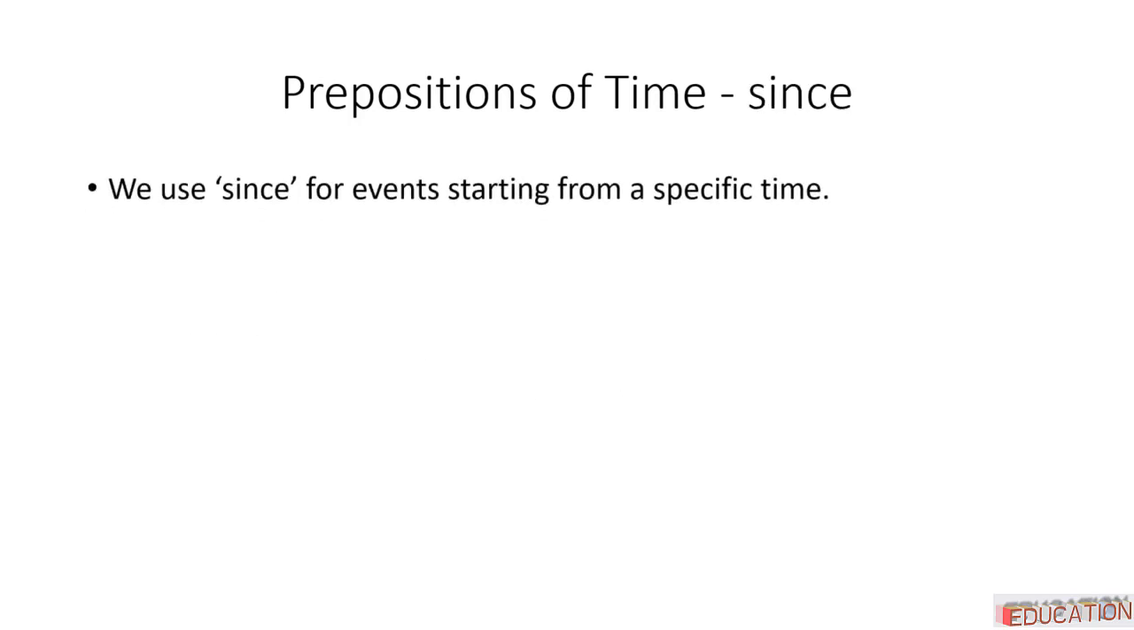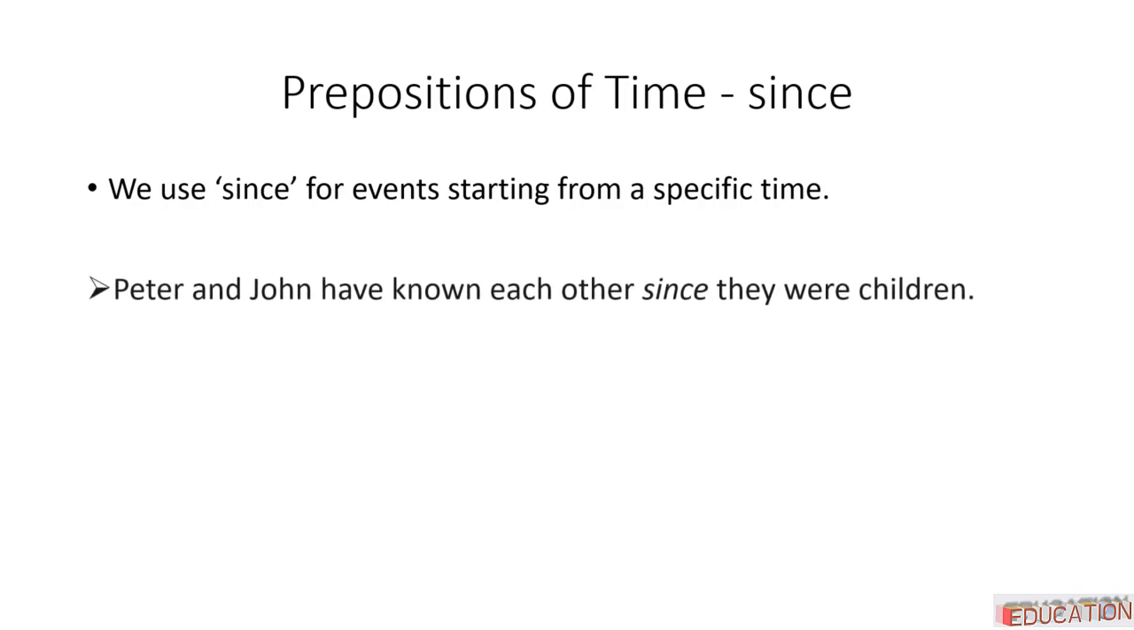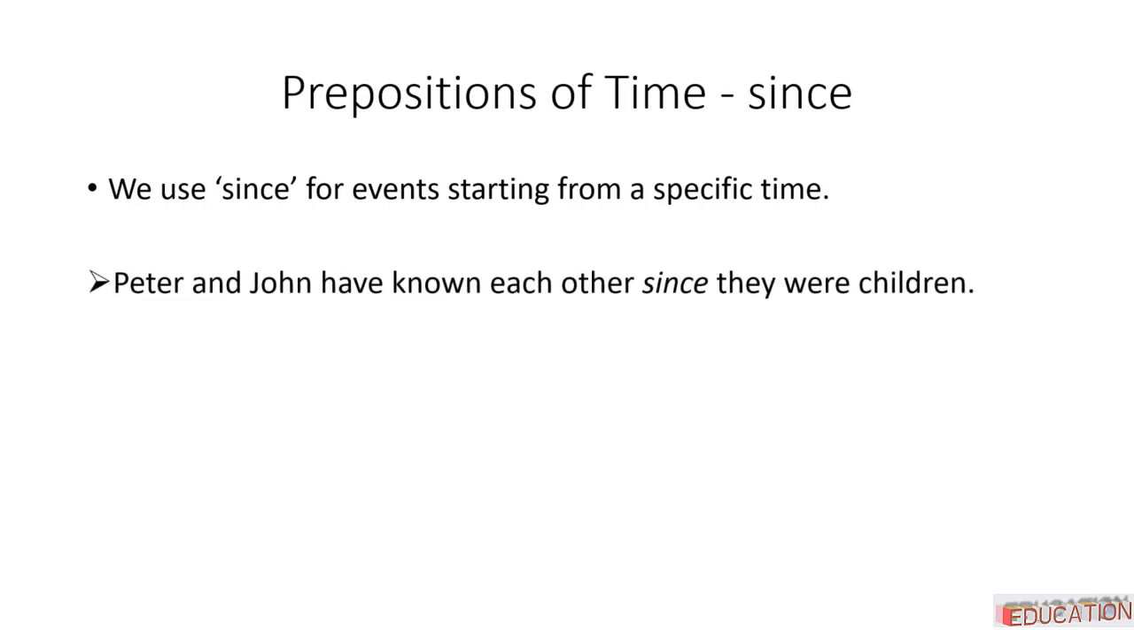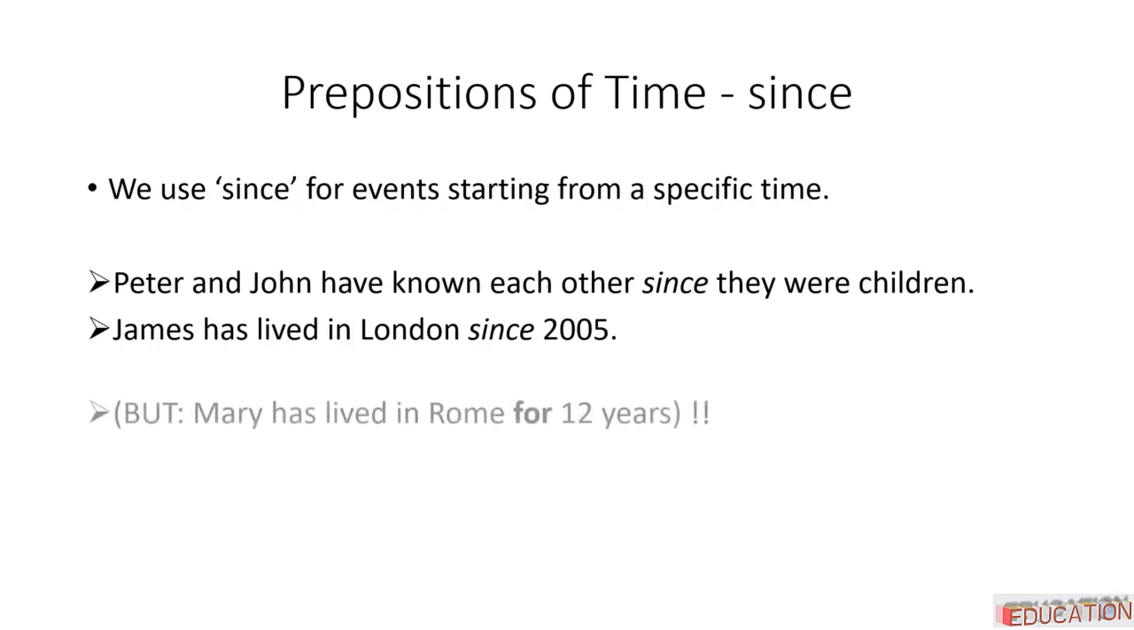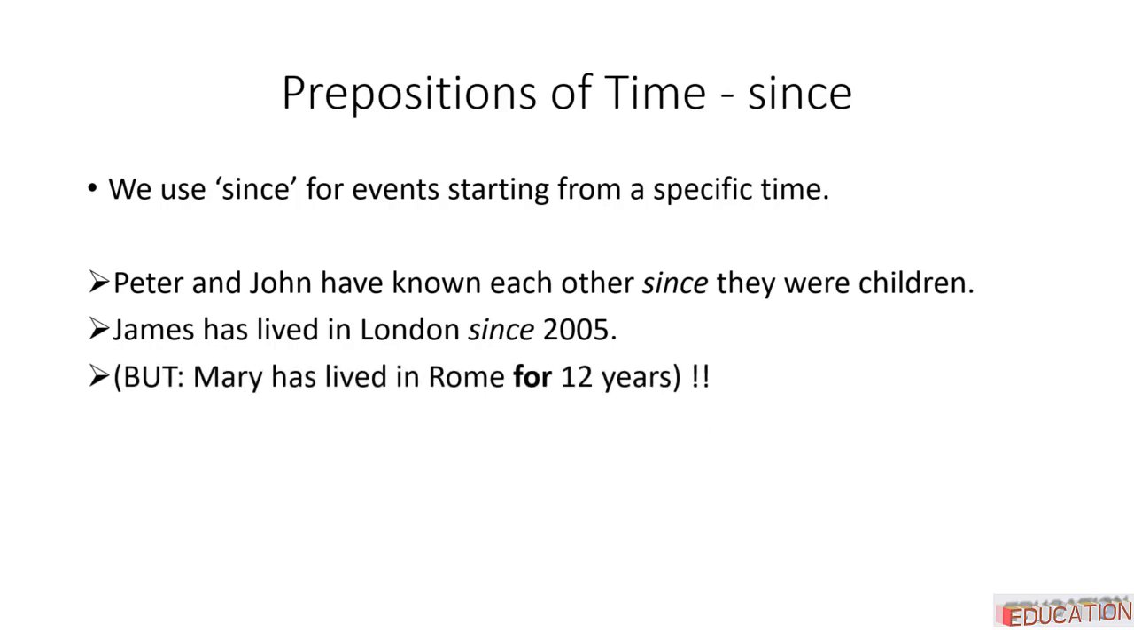And we use since for describing events that start or will start from a specific time. So Peter and John have known each other since they were children. James has lived in London since 2005. But Mary has lived in Rome for 12 years. So we use since from a specific time and for the duration.